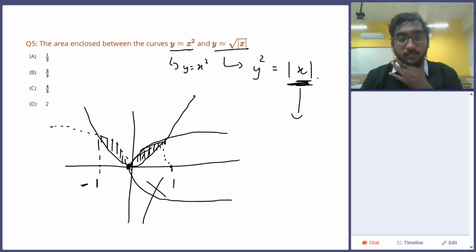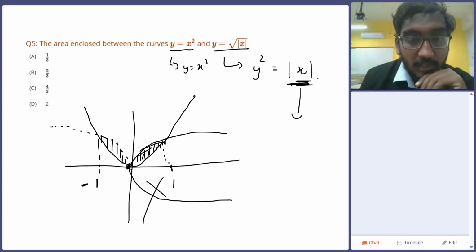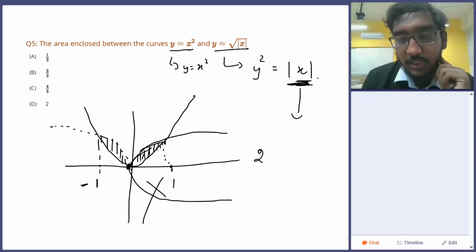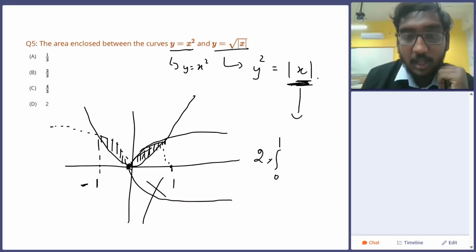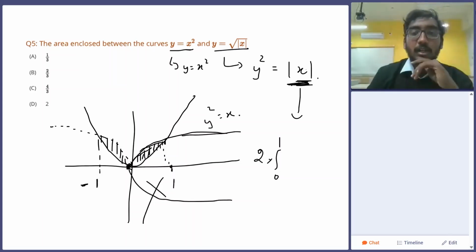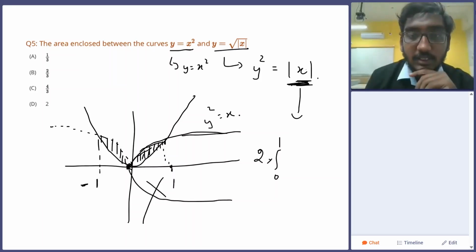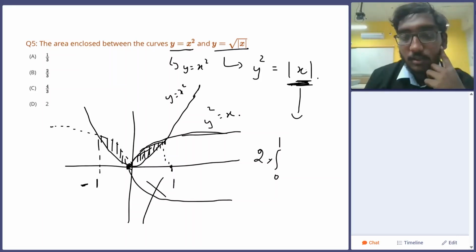So what we will do is integrate from 0 to 1 itself. We'll just multiply it by 2 and integrate from 0 to 1, the upper curve minus the lower curve. What is the upper curve? It is y square equal to x. You need not mention mod x here; you just write x, because x is positive, right? And the other curve is y equal to x square. So you have to integrate this particular function dx, right?